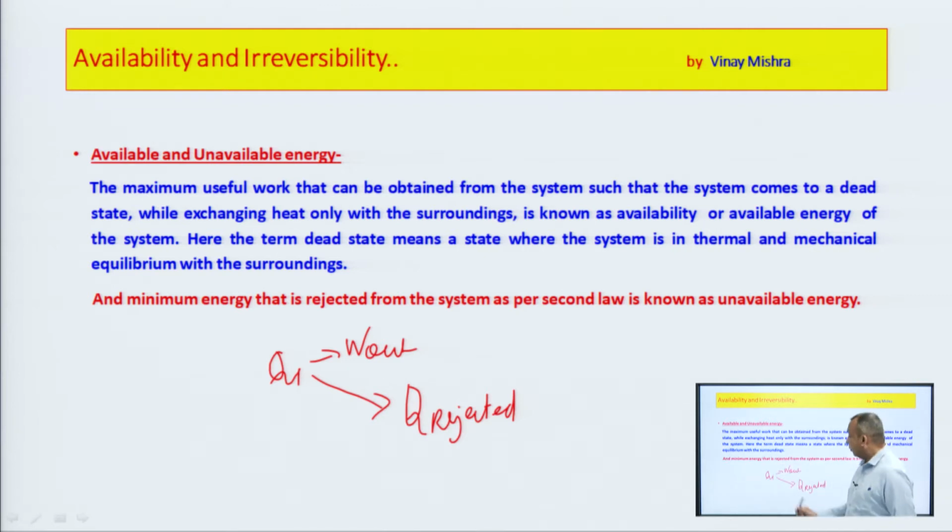So, this one is the maximum work output, which is said to be the available part of energy. Of course, if this is maximum, this must be minimum, and it must not be equal to 0, because as per the Kelvin-Planck statement, there should be some rejection. This minimum rejection is known as the unavailable part of energy. The minimum energy that is rejected from the system as per the second law is known as the unavailable part of energy.